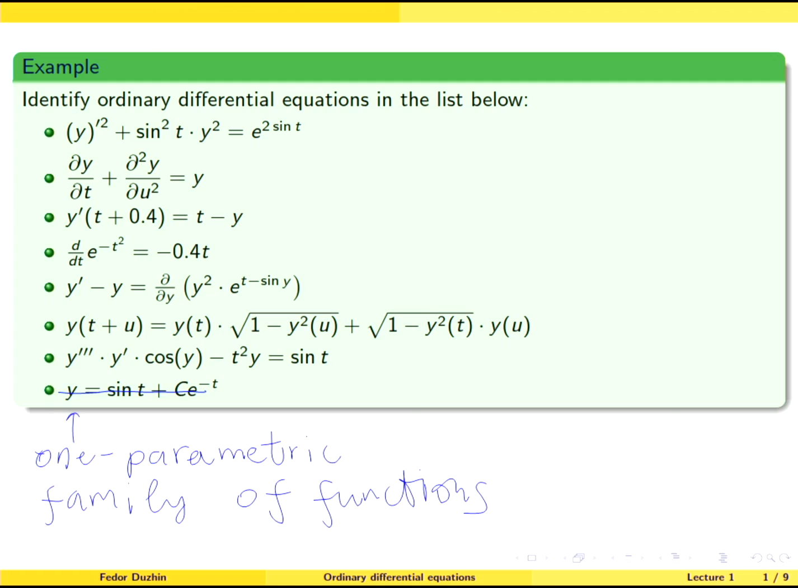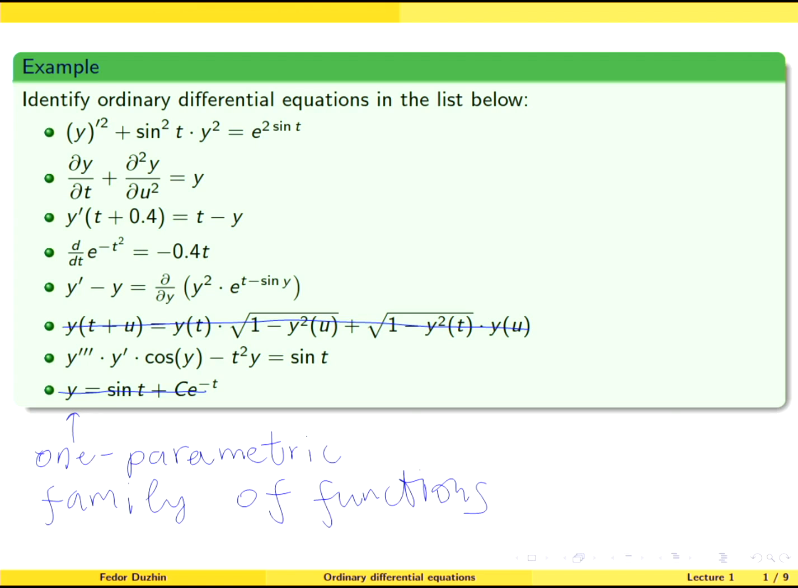Then there is another item here that doesn't have a differential. It's this one. So this is not a differential equation at all because there is no differential. This is what is called a functional equation, right? It relates the values of an unknown function at different points. So here we have points t and u, and here is the relation that y evaluated at t plus u equals, well, blah blah blah. So this is called a functional equation.